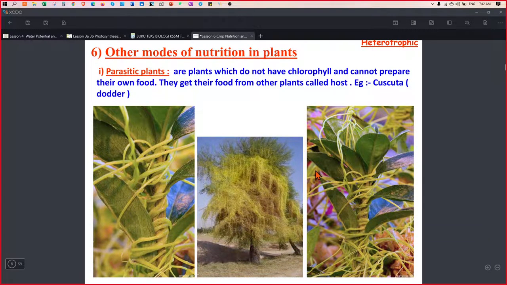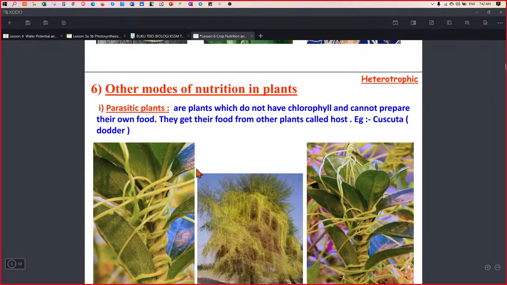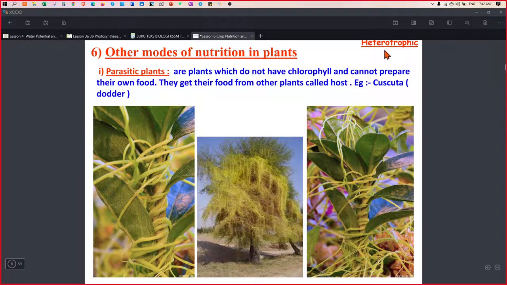However, bear in mind, not all plants photosynthesize predominantly. Some plants are parasitic. They don't really photosynthesize, but they get their nutrients, food from other plants. And these plants, of course, since they are not photosynthesizing, join us in the heterotrophic nutrition mode. For example, the dodder plant, you see this stringy looking plant covering this whole tree. Yeah, this is a dodder plant.